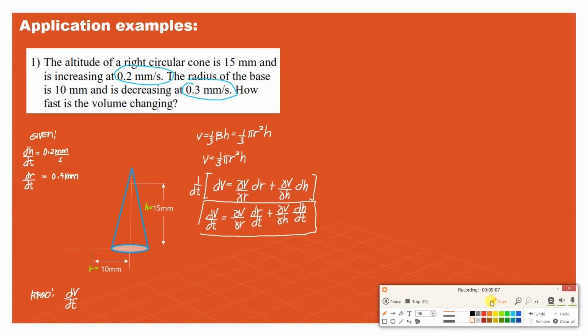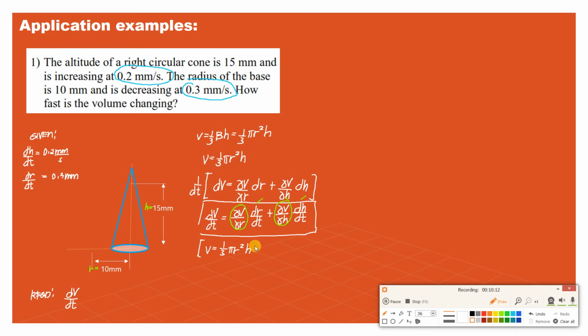Okay? So, balik tayo ulit. Meron na tayo rito dr over dt. Check na yan. dh over dt. Check na yan. So, ano na lang nawawala? Partial derivative ni volume with respect sa radius at partial derivative ni volume with respect sa height. Okay, so paano ngayon natin kukunin yan? Okay, so isip. Balikan natin yung formula ng volume, where V is equal to 1/3 pi r squared h. Nawawala ay partial derivative ng volume with respect sa radius.